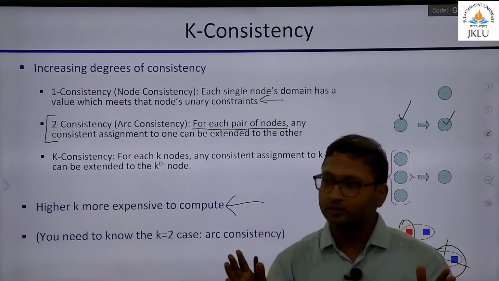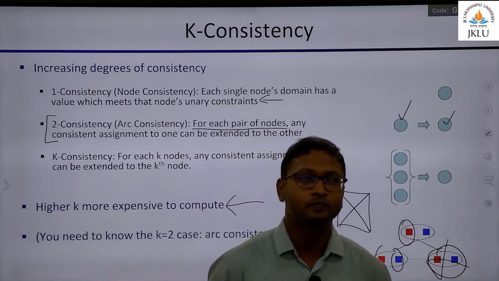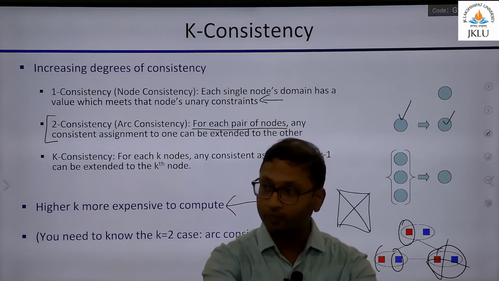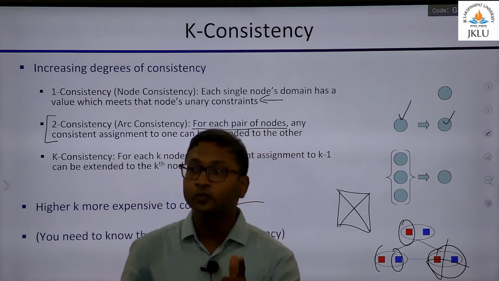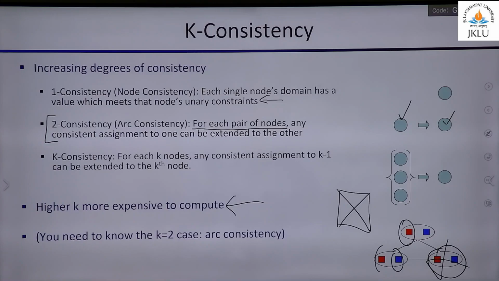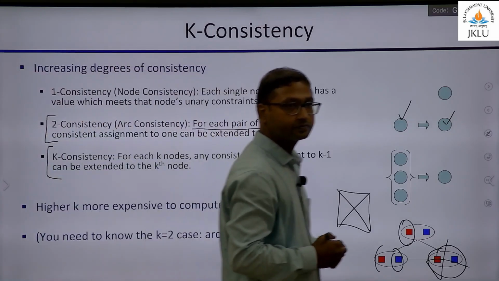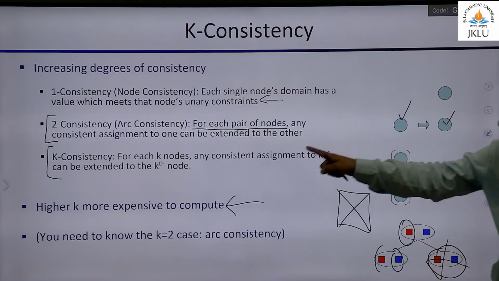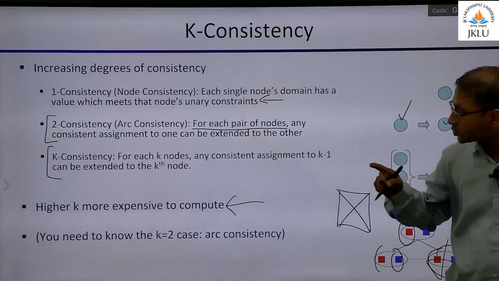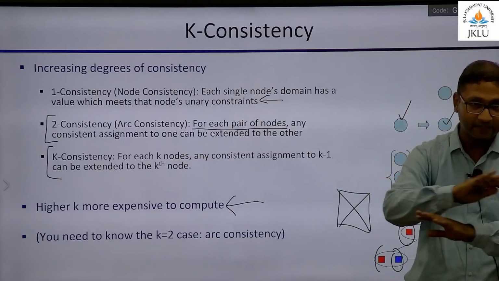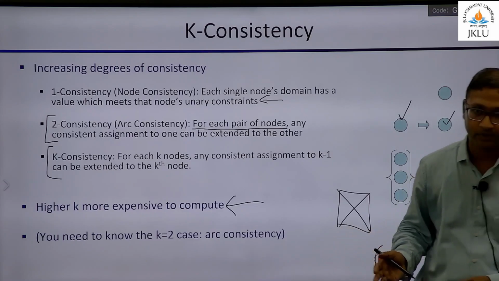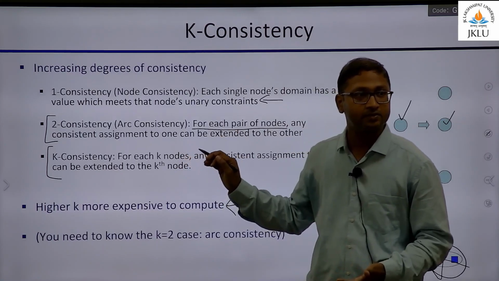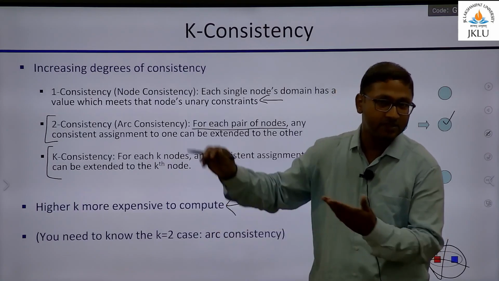For k equal to n, what happens? For k equal to n, this reduces exactly to the problem that you were solving. How will you define n consistency? Say it once in this language. For each n nodes, which is your complete problem, any consistent assignment to n minus 1 can be extended to the nth node, and that solves your problem. Sounds easy? Yes. What is the problem with this? It turns out to be NP hard.